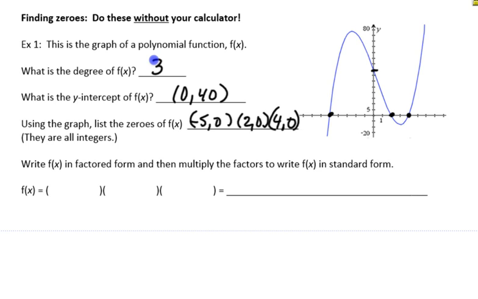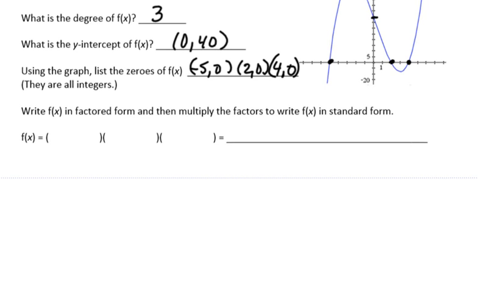So factors then would be x minus the zero. So x minus a negative 5 would be x plus 5, because if I put negative 5 into the function, it would make y equal to 0. This is x minus 2, because if I put 2 into the function, it would make y equal to 0. And same thing with 4.